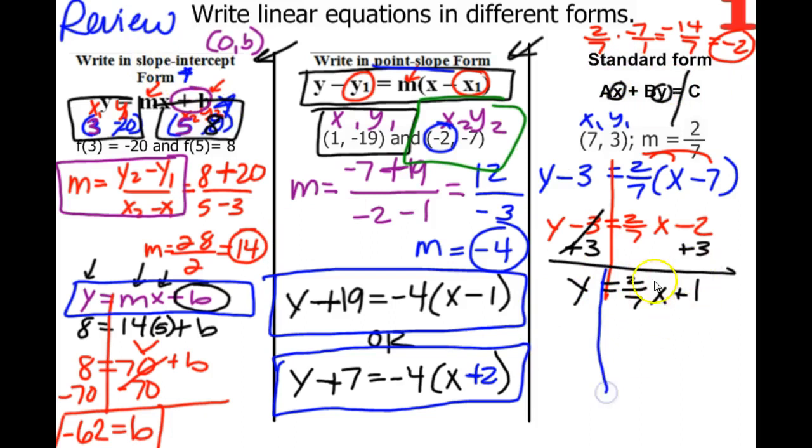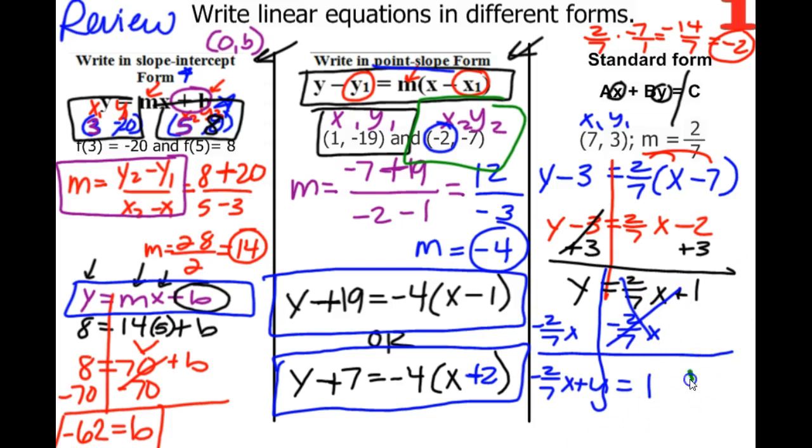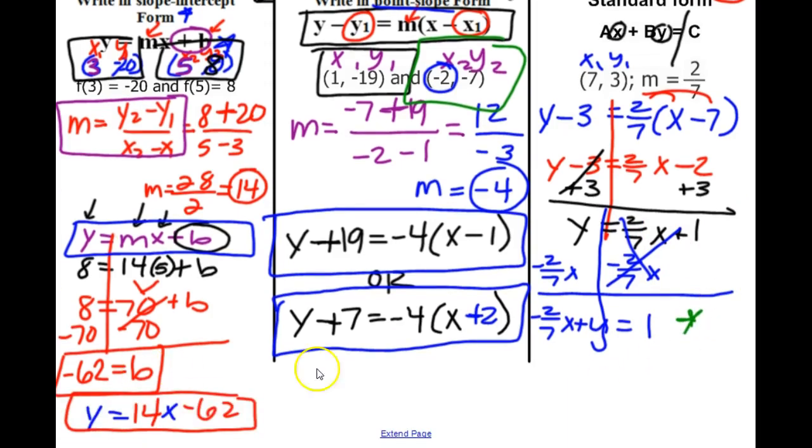We want x and y on the same side, so I'm going to move this x over to the other side. Subtract 2/7 x. So I have a negative 2/7 x plus y equals 1. Now, this technically is an okay answer, but we don't like fractions in standard form, so I need to multiply this equation by the denominator of our fraction, which is a 7.